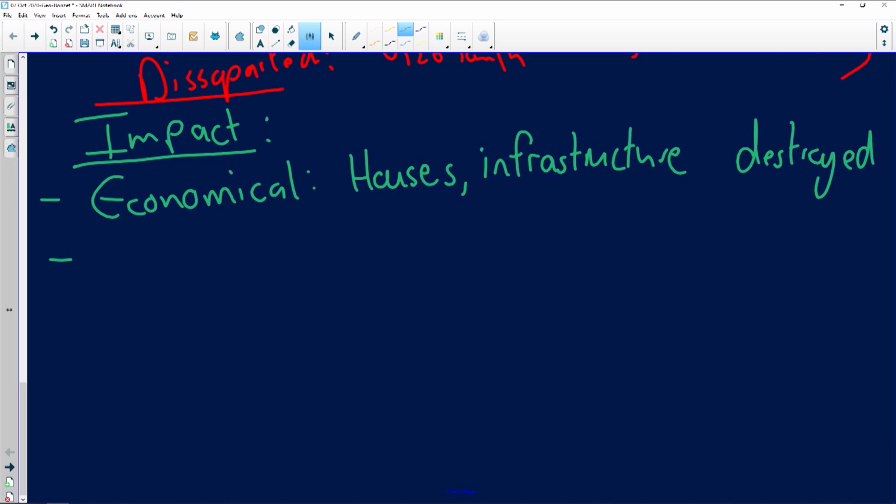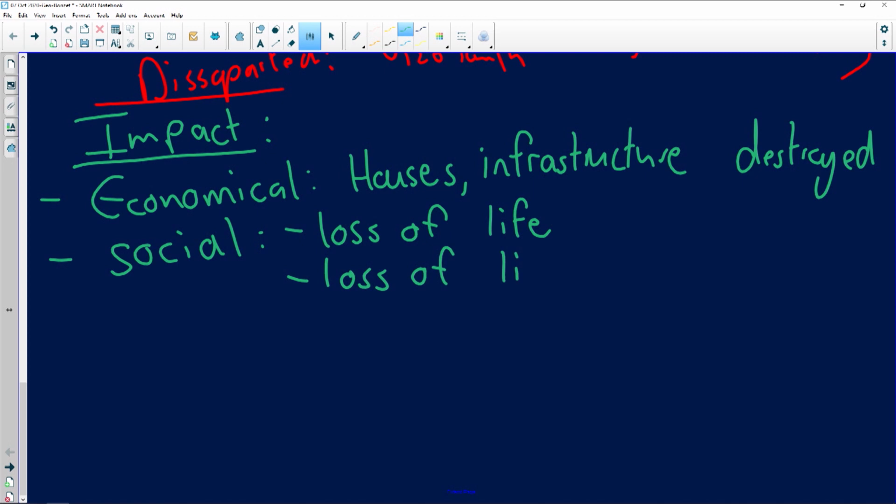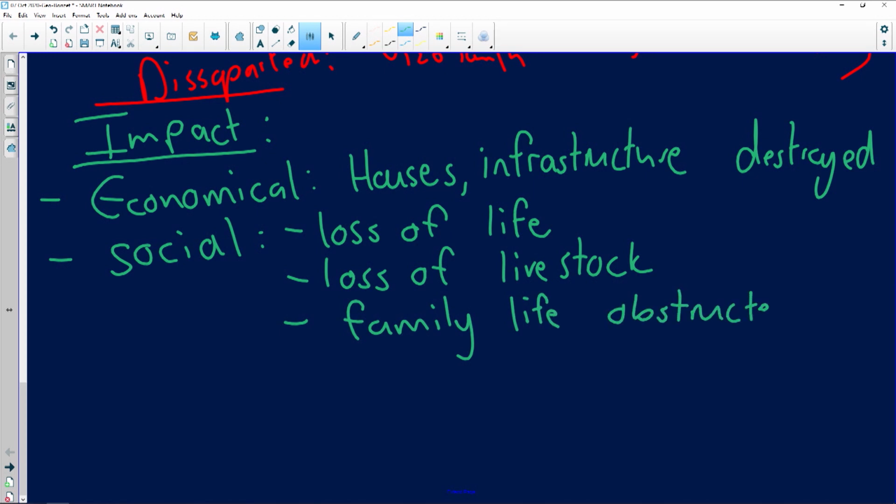And unfortunately, when we look at our next point, I've mentioned economical, then environmental and social. What happens? Because of the immense storm, people, loss of life. Loss of life, loss of livestock. And family life obstructed.